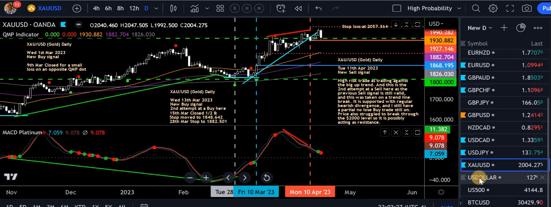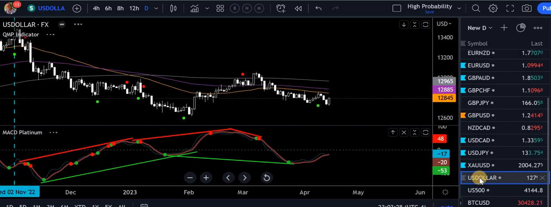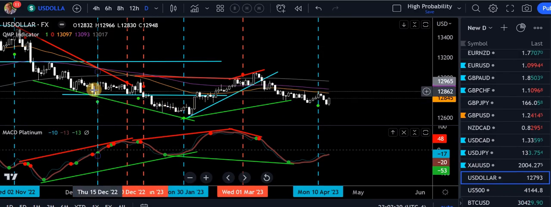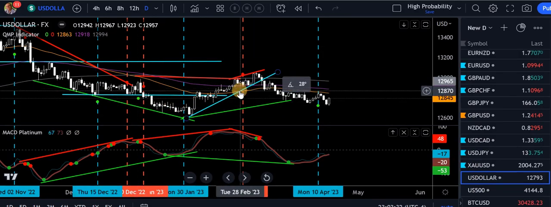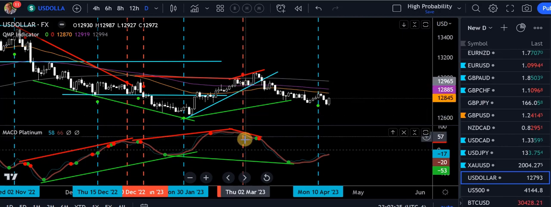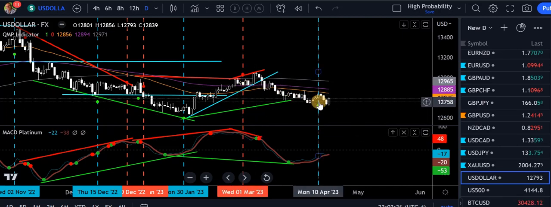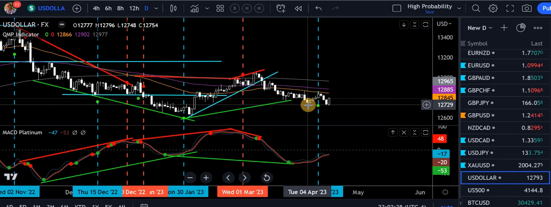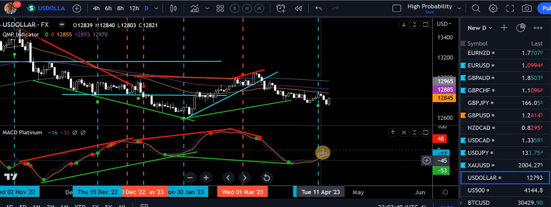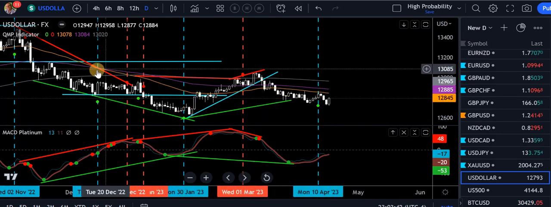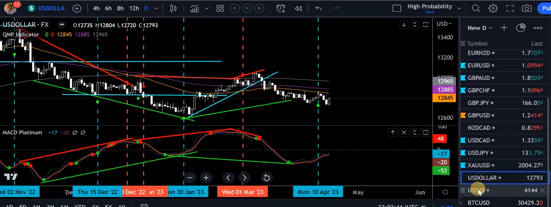We'll just go through the last three here. US dollar. I just put these on the charts to show you how the system works. We're trading different instruments other than Forex. So the last signal was a buy here, looking a bit iffy. MACD platinum below the zero level, etc. You can go through every video I post.